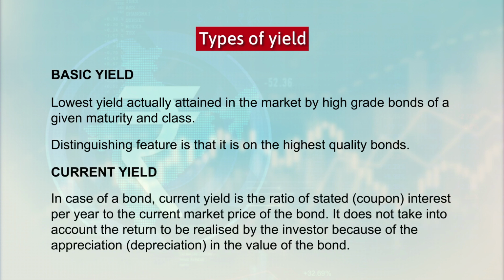In case of a bond, current yield is the ratio of the stated coupon or interest per year to the current market price of the bond. It does not take into account the return to be realized by the investor because of the appreciation or the depreciation in the value of the bond. It is also known as the market yield.